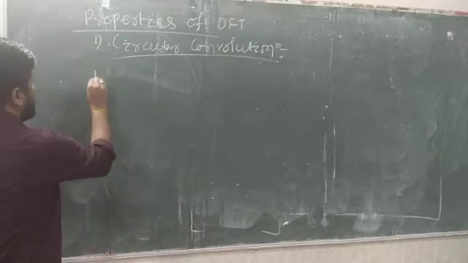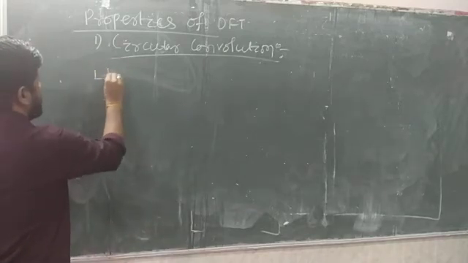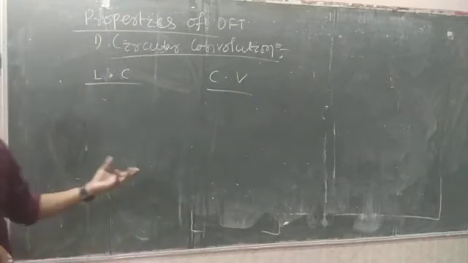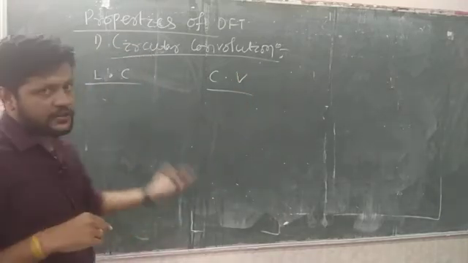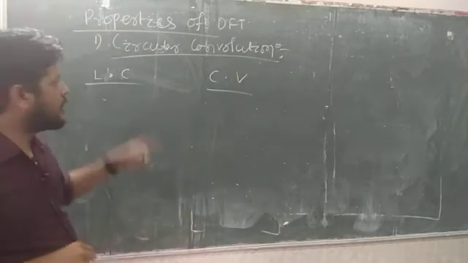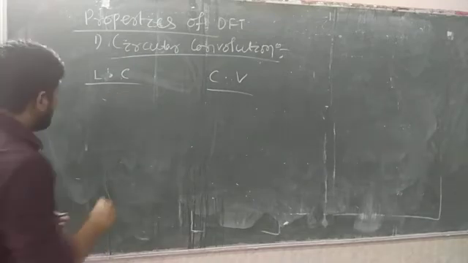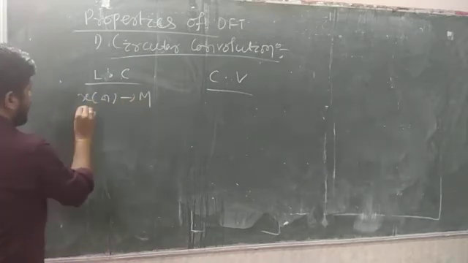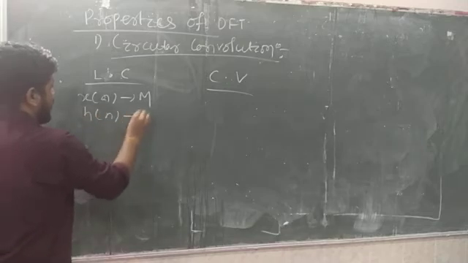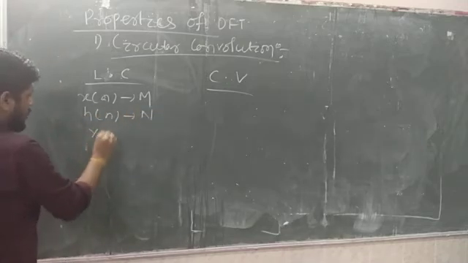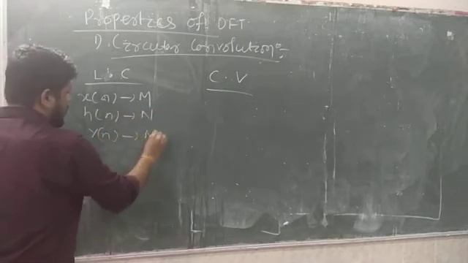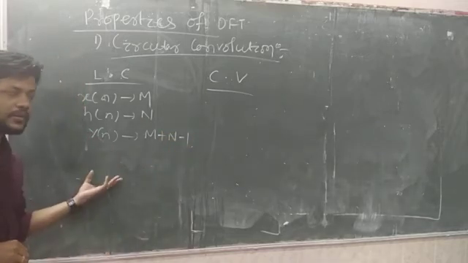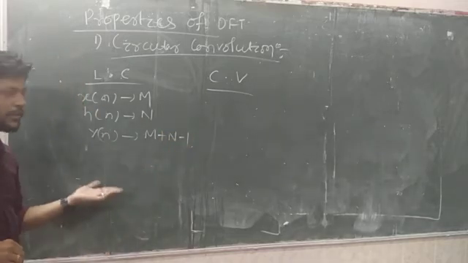For example, here I am writing linear convolution and circular convolution. In examination they will ask you the difference. Both are used for finding the response of the system, but circular is only for periodic signals, and linear is for all types of signals. If xn is given as m number of samples, hn is given as n number of samples, then yn consists of m plus n minus 1 number of samples. This is a very important result with respect to linear convolution. You have to remember this.